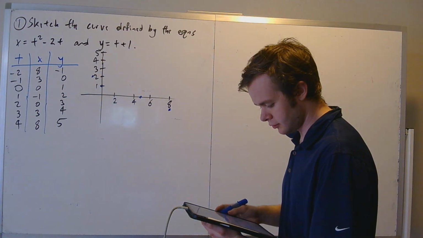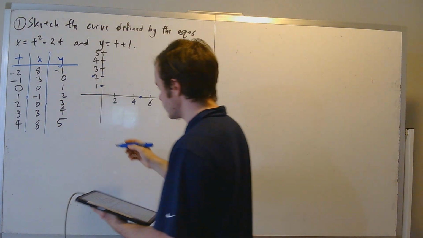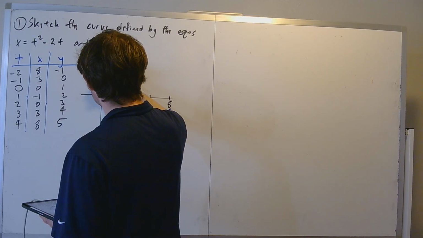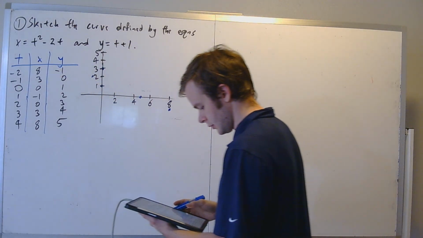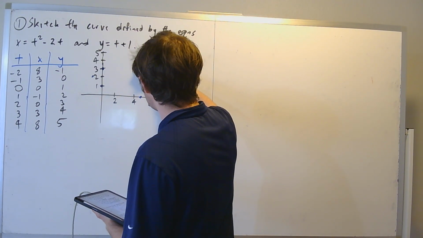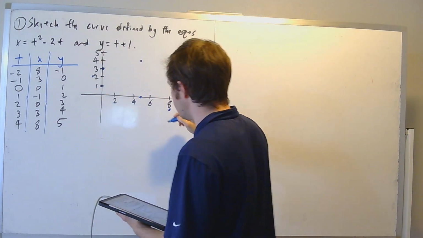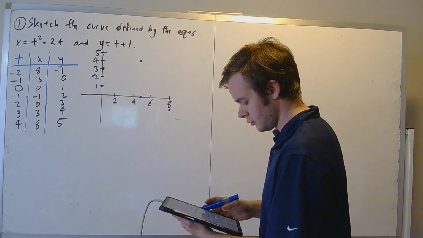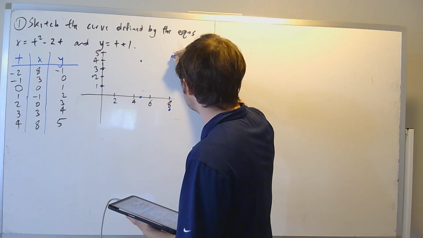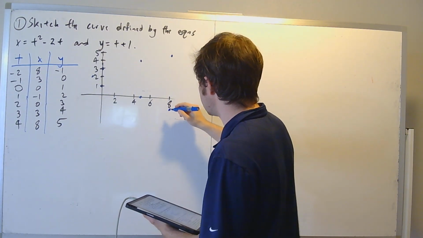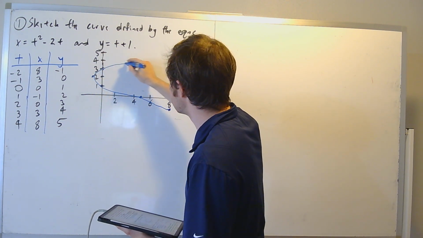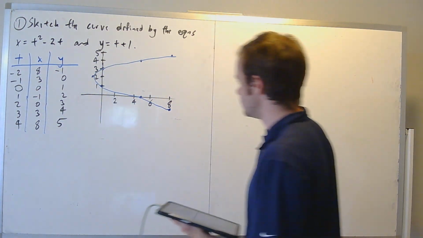Then we keep drawing these. So at t equals 2, we've got 0, 3. So that would be up here. At t equals 3, we've got 3, 4. So we've got that here. And then at t equals 4, it's going to be 8, 5. So that's up here. Okay, and then we just need to connect the dots. So my drawing is maybe not the best, but you can kind of see what the shape should be here.